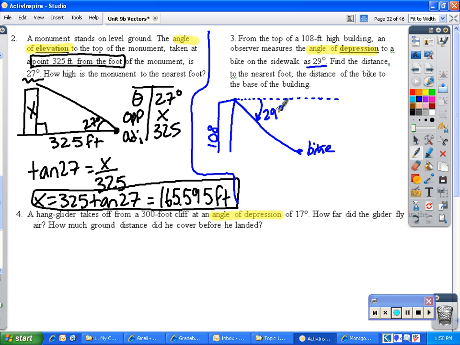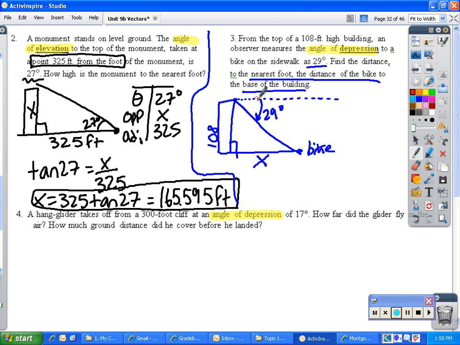We want to know the distance to the nearest foot, the bike to the base of the building. Okay, so here's the bike, here's the building. We want to know this side. Now, you might say that we have a right triangle because height, once again, is measured with a right angle. And we have a 29-degree angle, but we don't have it inside our triangle. However, you should remember that angle of elevation and depression are congruent.